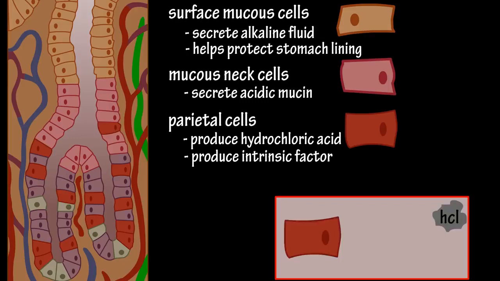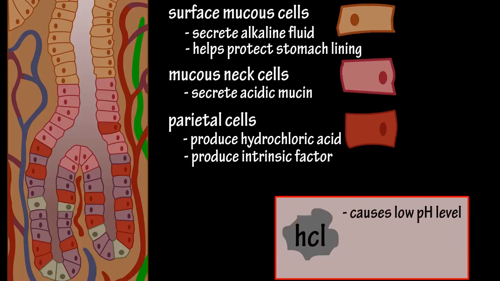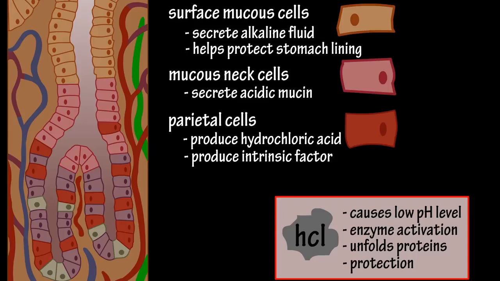Hydrochloric acid is not actually produced in the cells, as it forms from positive hydrogen ions and negative chloride ions secreted from the cells. Hydrochloric acid is responsible for the low pH level in the stomach, and it is important in enzyme activation, unfolding certain proteins, and it also protects against many microorganisms.